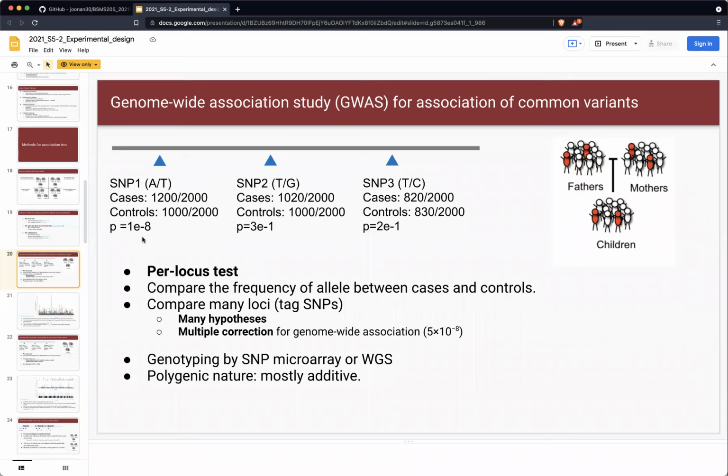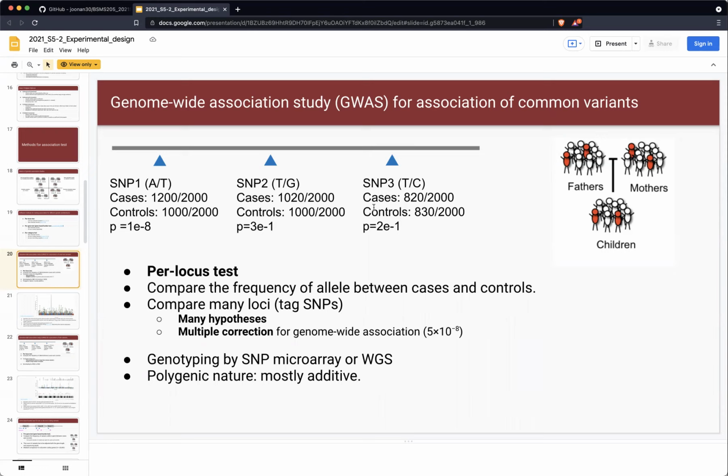or you can calculate the odds ratio as well. And if you look at the second SNP, the cases versus controls is 1,020 versus 1,000. So it's almost the same, right? So we are not seeing a very significant association with this SNP, right? And the third SNP is the same situation, because the cases versus controls ratio is almost the same. It's almost close to 1-to-1. So it's unlikely we can say that this SNP is associated with the disease, right?